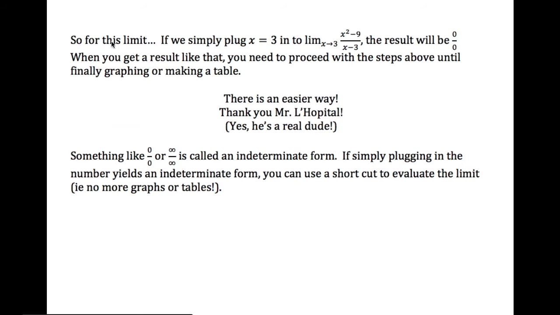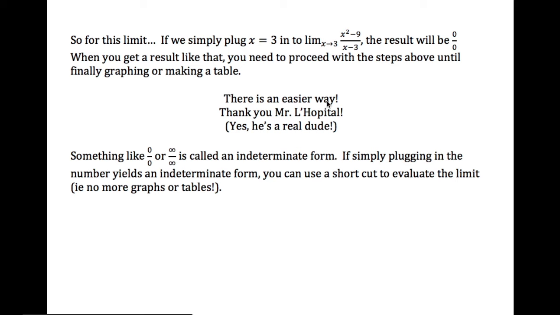So let's, for this limit, simply plug in x is 3. You plug a 3 in here and a 3 in here. You get 9 minus 9 over 3 minus 3. Your result is going to be 0 over 0. Now we've seen results like that before, and when you get a result like that, you used to have to proceed with the 6 steps in your notes. And then if you can't follow any of them, you have to get down to graphing or making a table. That was kind of annoying.